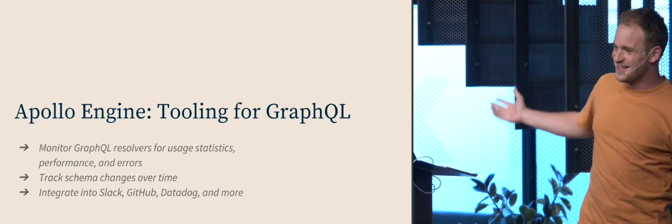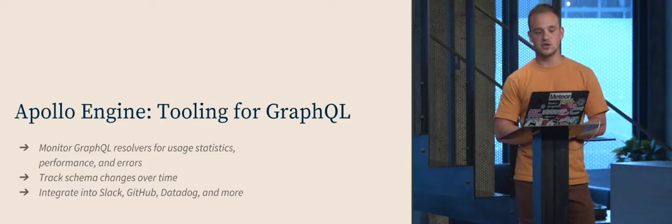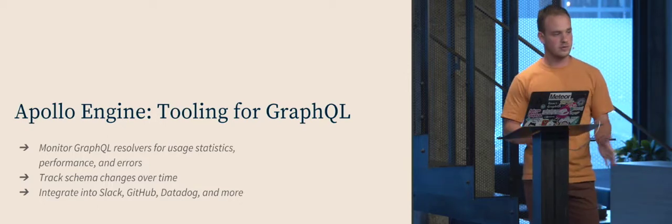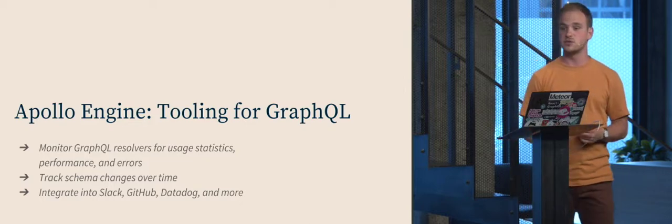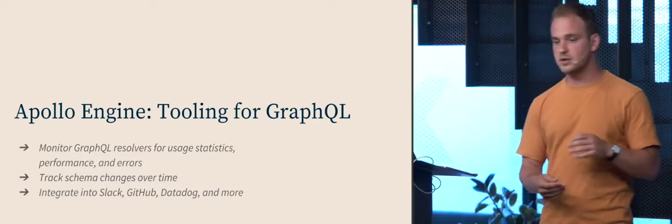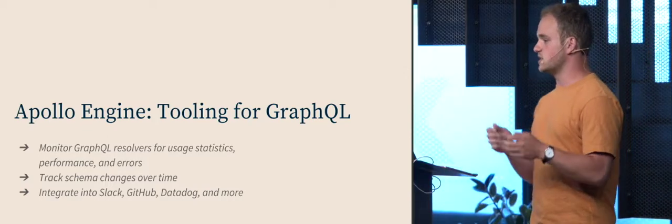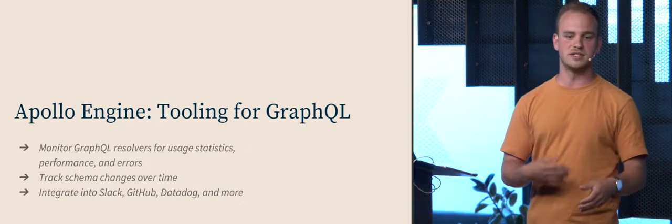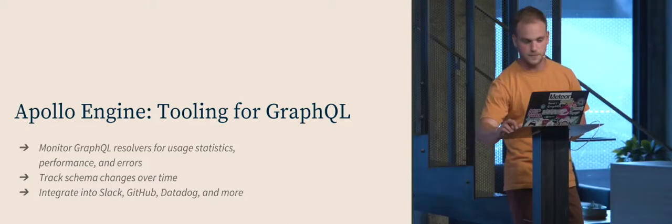Well, leading question. We've also got a tool for that. In addition to Apollo Server, which is the library that you use at runtime to actually implement that API, we've got a service called Apollo Engine that we think provides a whole set of tooling that you're going to want when you're managing this kind of lightweight API layer. Not only can you monitor your GraphQL resolvers to get the performance data of each individual field separately, you can also track schema changes over time, integrate into all your favorite tools like Slack and GitHub and all that stuff. And I'll show you how that works in a second.